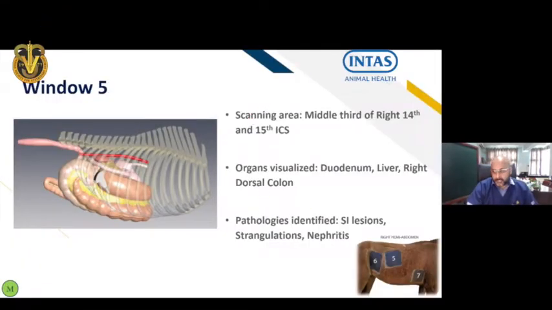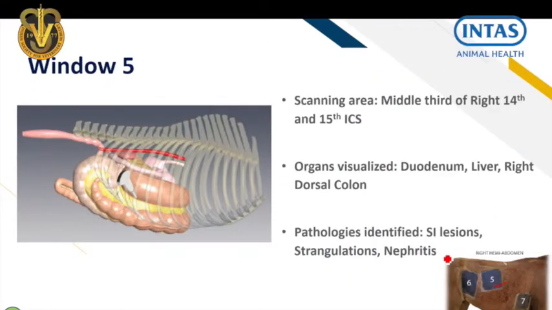Now, window 5, that is on the right hemiabdomen. Window 5 is the middle third of the right 14th and 15th intercostal spaces. The organs you are going to visualize at window 5 are the duodenum, liver, and right dorsal colon. Pathologies identified are small intestinal lesions, strangulations, and nephritis. This is how you do the scanning here, from dorsal to ventral. Always remember the 14th and 15th intercostal spaces.